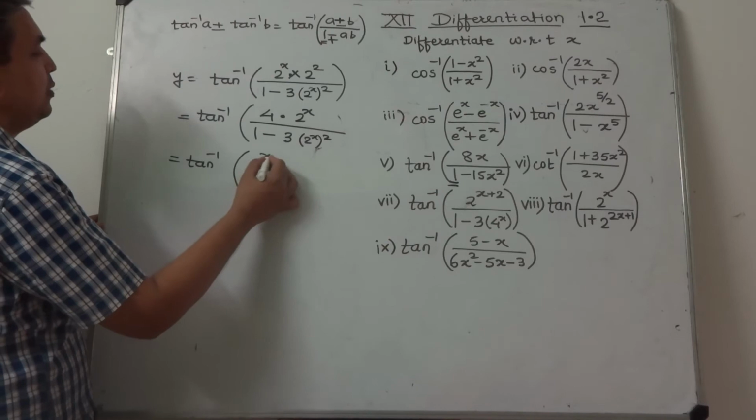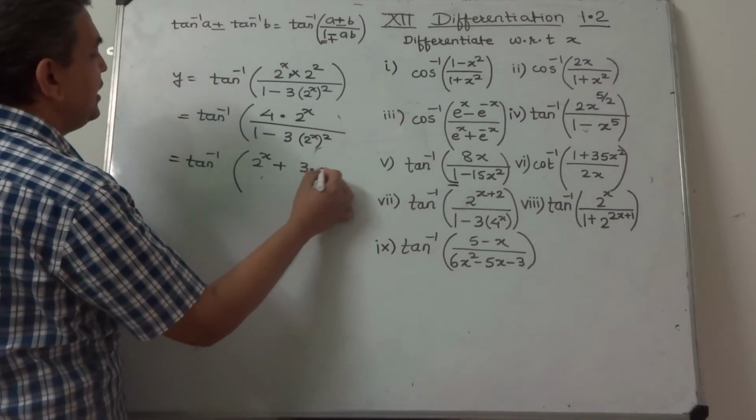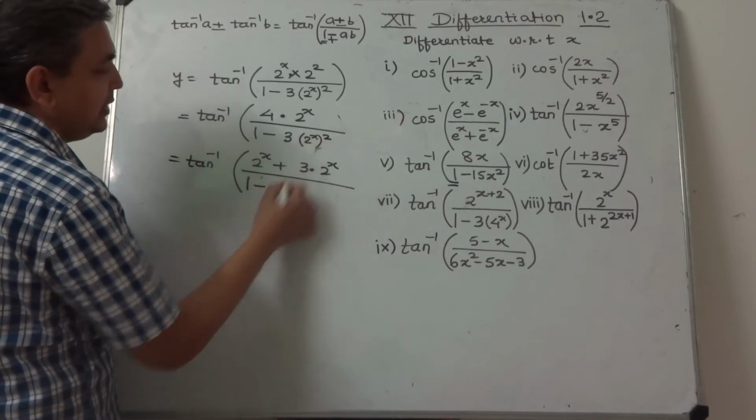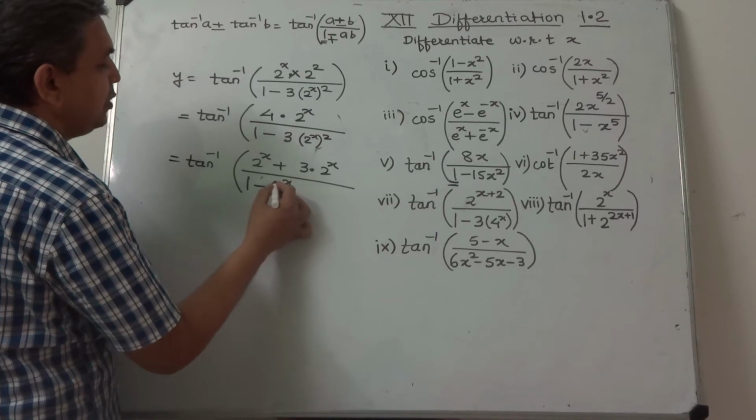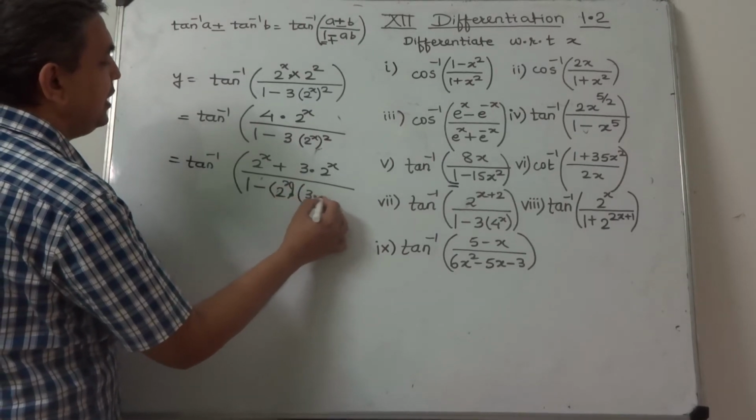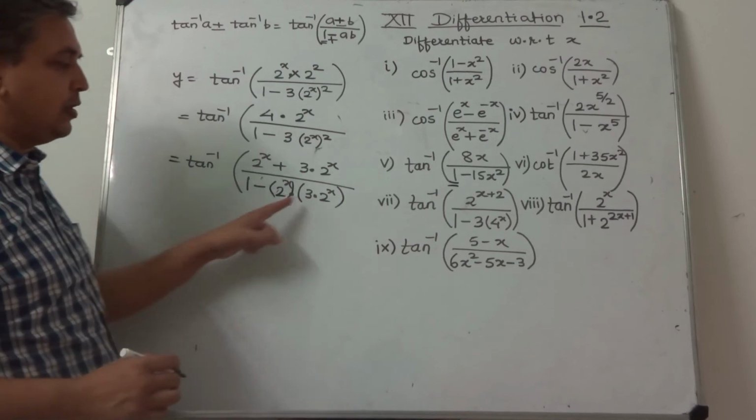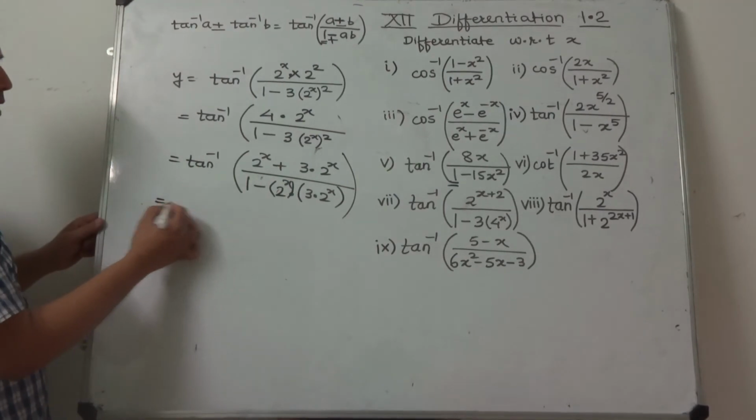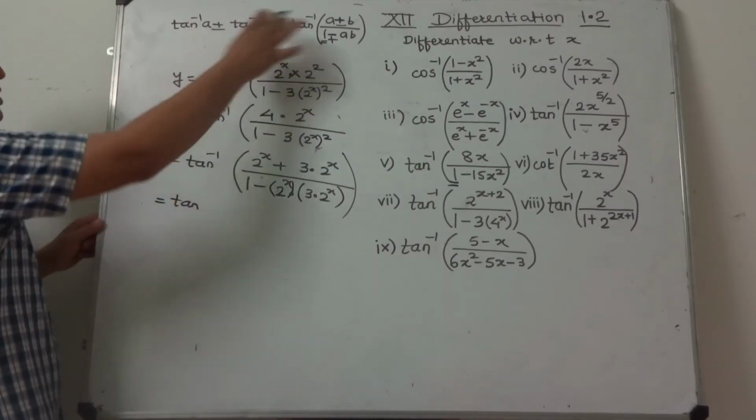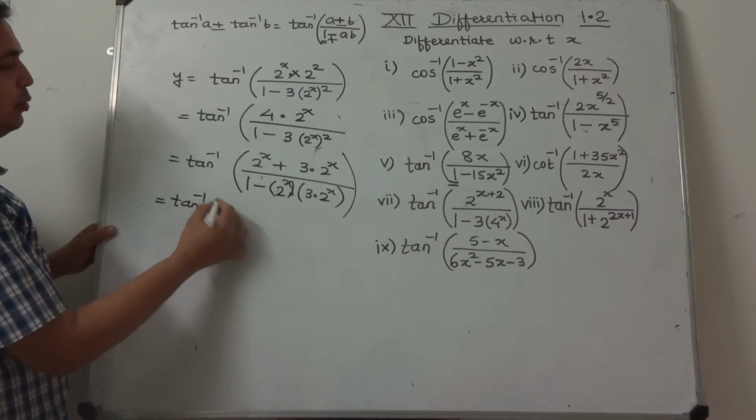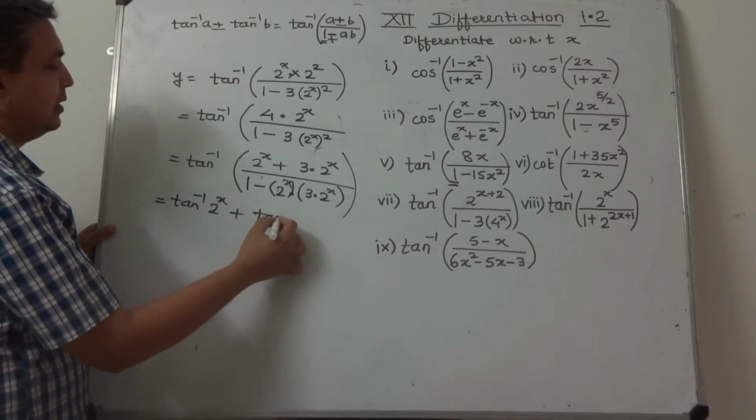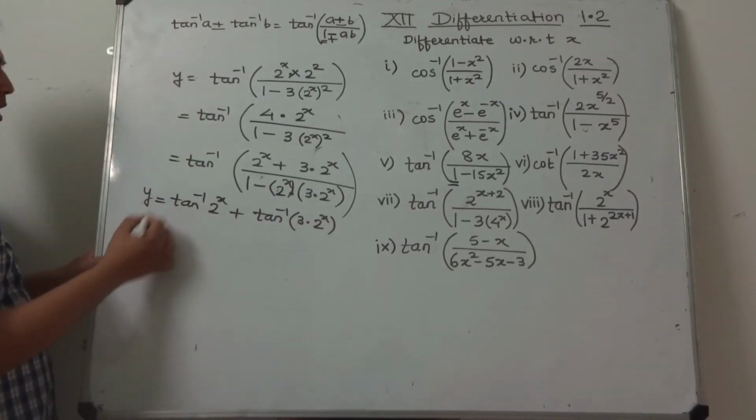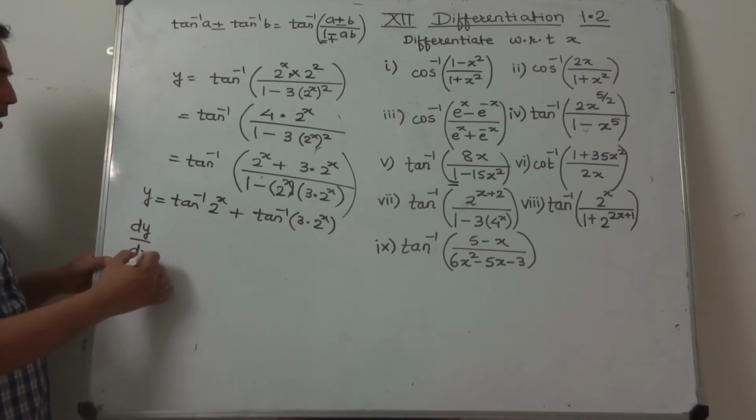Tan inverse of 2 raised to x plus 3 times 2 raised to x upon 1 minus, we can write this as 2 raised to x into 3 times 2 raised to x. Check this product, 3 times 2 raised to x whole square. So this is the adjustment, and now we can write this using this formula, tan inverse of 2 raised to x plus tan inverse of 3 times 2 raised to x. This is y. Now derivative dy by dx.